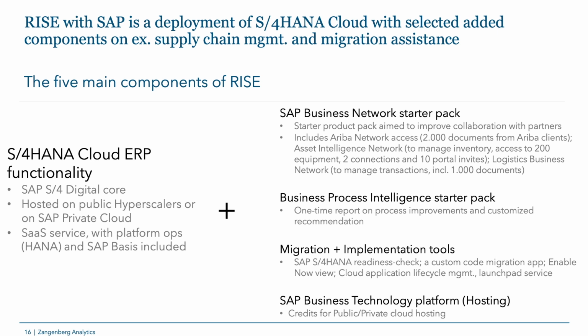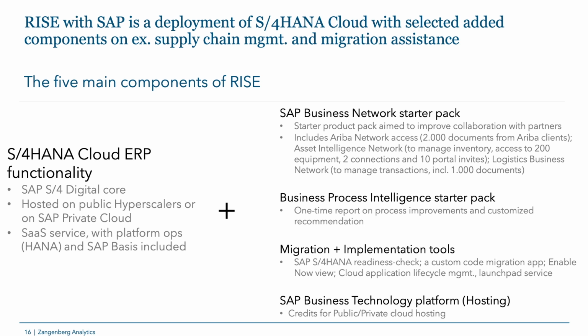And then you'll get a few implementation tools. You get the S/4HANA readiness check, and you get the custom code migration app. And then you get a one-time report on process improvements from the business process intelligence starter pack.